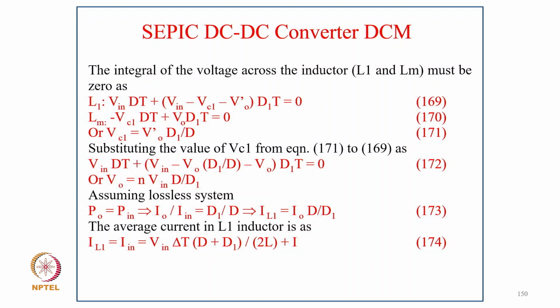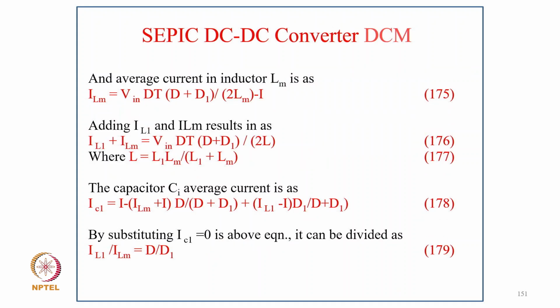So P equal to Pin, I/N equal to D1/D, and IL1 equal to IO upon D/D1. Average current in IL1 will be IL1 equal to IN equal to Vin delta dt (D plus D1) divided by 2L plus I, and ILm equal to Vin dt (D plus D1) over 2Lm minus I. So adding IL1 and IL2 result ILm, and ILm equal to Vin dt (D plus D1) upon 2L, where L equal to L1 Lm divided by L1 plus Lm.